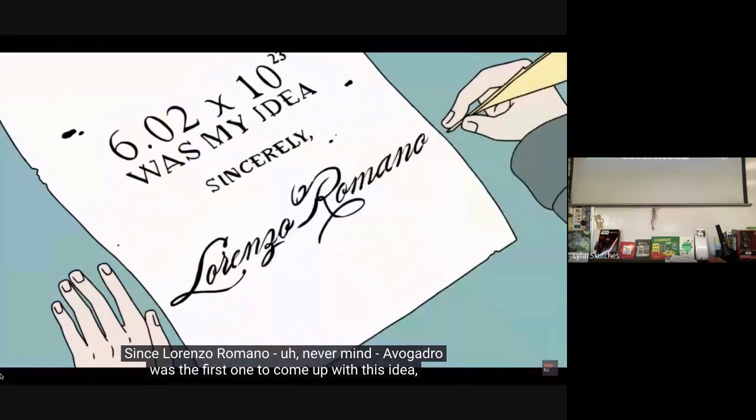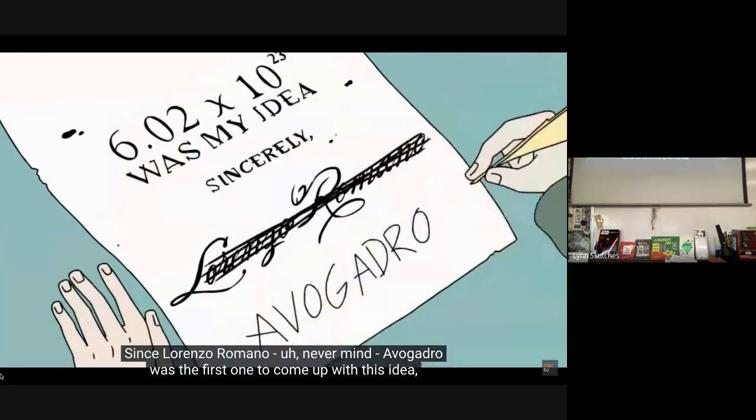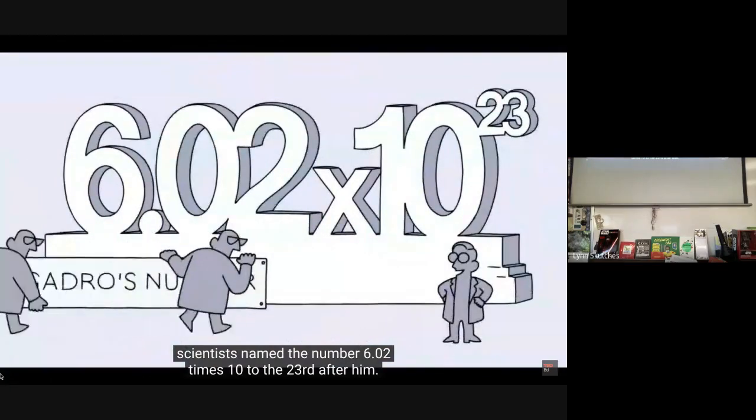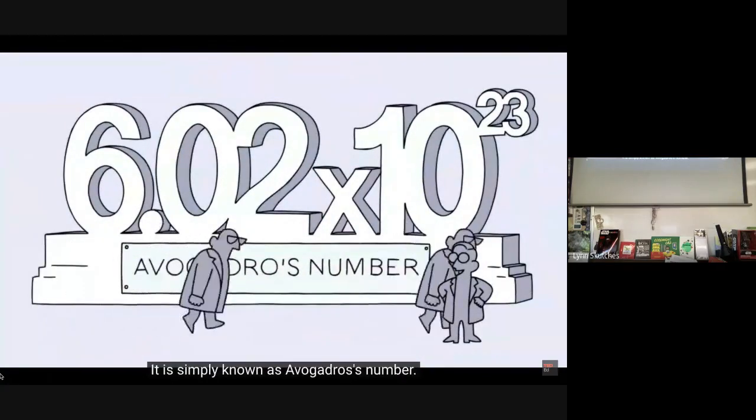Since Lorenzo Romano, never mind. Avogadro was the first one to come up with this idea. Scientists named the number 6.02 times 10 to the 23rd after him. It is simply known as Avogadro's number. Now, back to the mole.